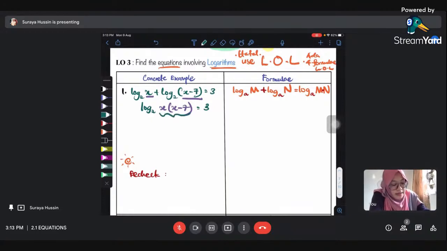Yang ini you boleh selesaikan. Dia akan jadi X squared minus 7. Whereas here, tendang base ni naik atas, 3 ni pun naik atas. Macam mana tu Miss? Dia akan jadi 2 kuasa 3. Dia ditendang naik atas.